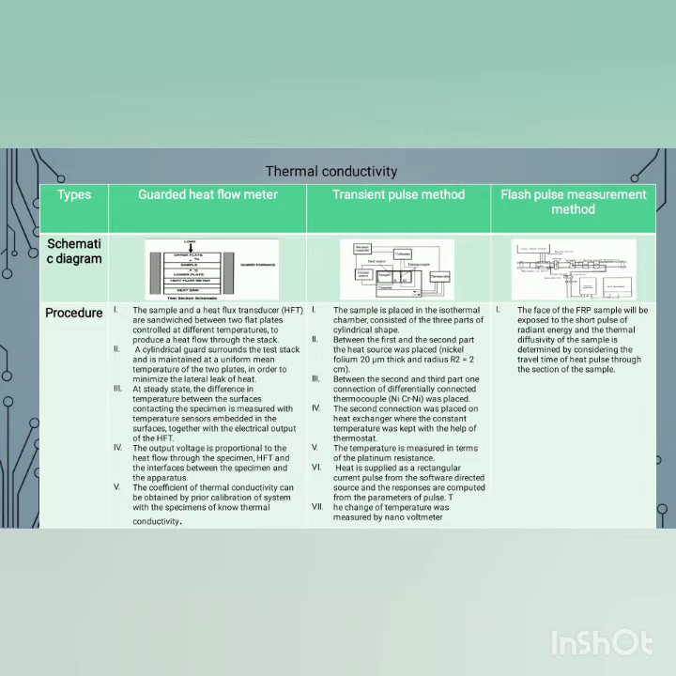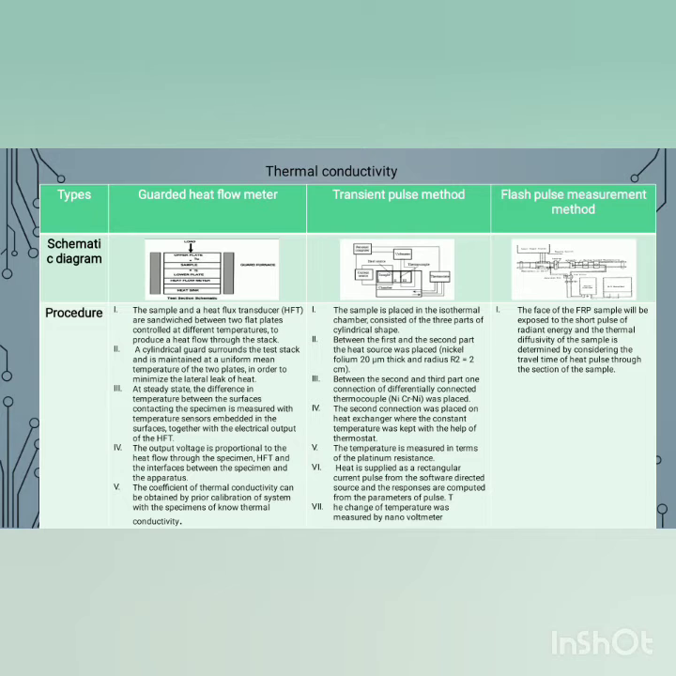There are three types of test methods that can be used for thermal conductivity: the guarded heat flow meter, the transient pulse method, and the flash pulse measurement method. The schematic diagram for all of the methods is shown in the diagram below.